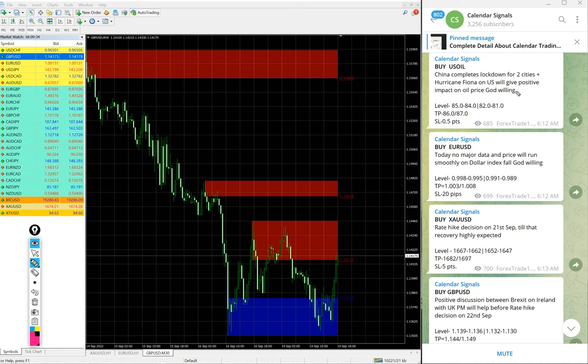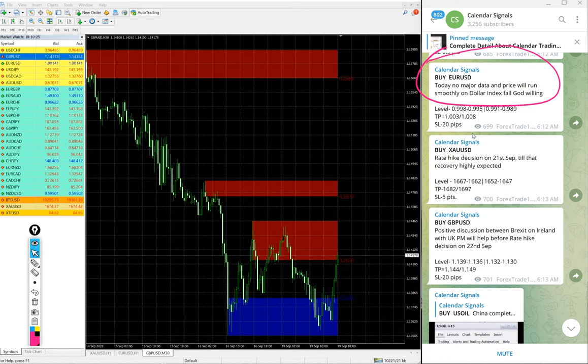Whenever we post a signal, we also mention the reason why we are giving that particular script, buy or sell. For example, buy USOIL was given. The reason why we gave buy USOIL is mentioned here: China completes lockdown for two cities. Hurricane on US will give positive impact on oil price, God willing. So China ends the lockdown for two cities, so it will be open now, and because of this the demand will increase, and as the demand is increasing, the oil price will go up. So that is the reason we gave buy USOIL.